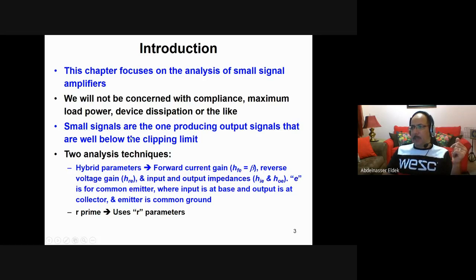The small signals are the ones producing output signals that are well below the clipping limit. So as I said, you do not care about the compliance here.